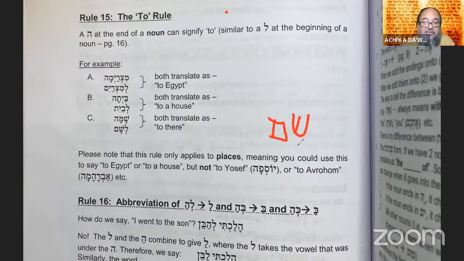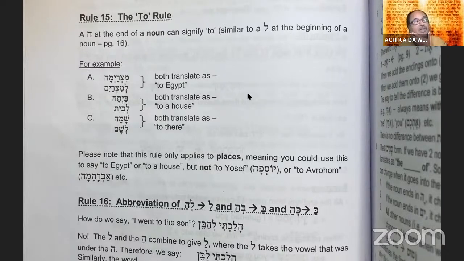it could be sham, which means there. And if you wanted to change it, shem means name. See? So it's just a matter of pronunciation. It could be shem, which is name. It could be sham, meaning there. It could be shamayim. It can mean those things. So these are just rules. Okay. So that's what we're learning. We're learning how it works.